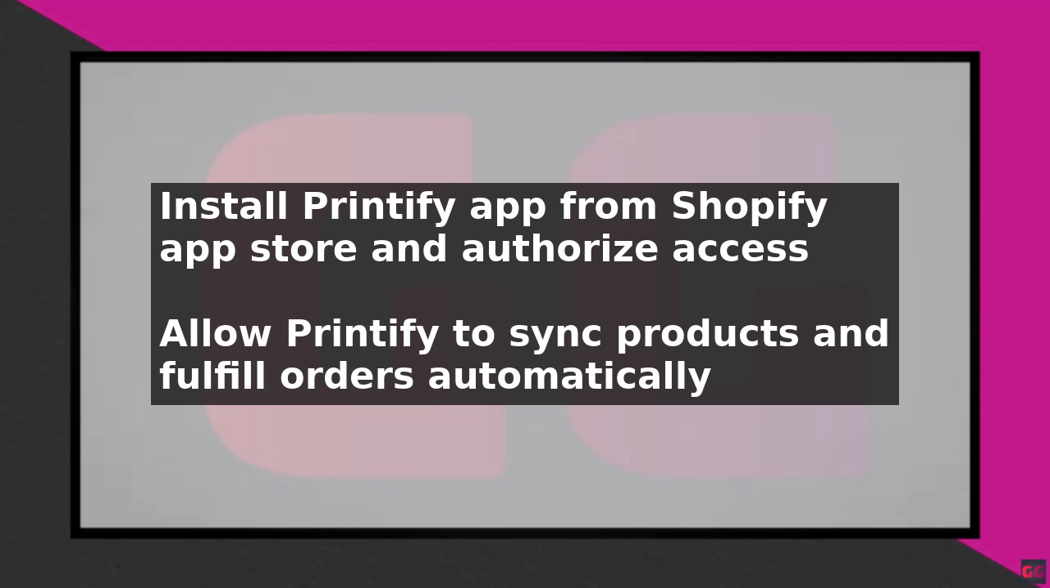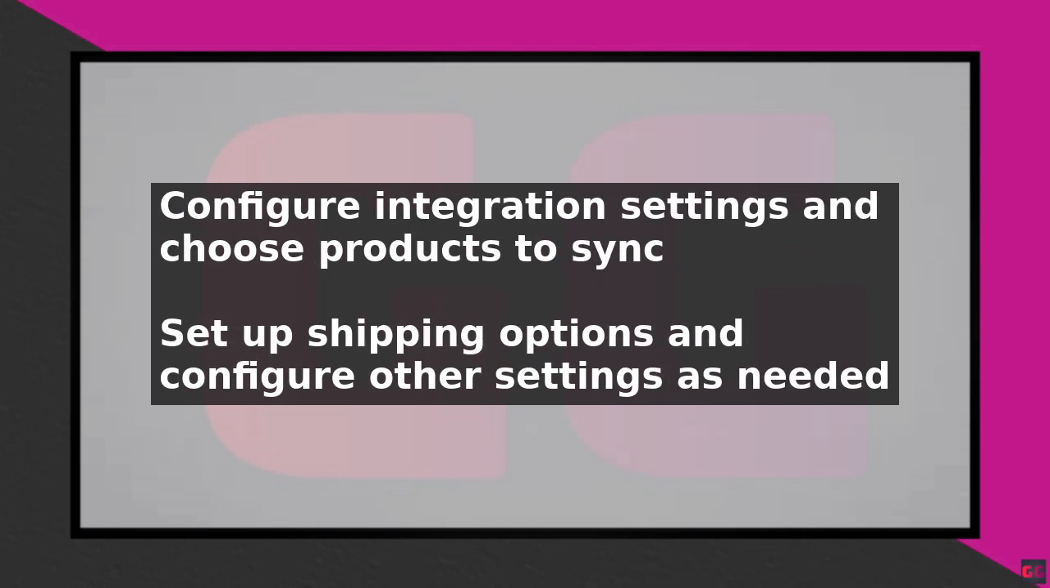After installing the app, you will be asked to authorize Printify to access your Shopify store. This is a necessary step to allow Printify to sync products and fulfill orders. Once authorized, you will be redirected back to the Printify dashboard where you can configure the integration settings. Here, you can choose which products to sync, set up shipping options, and configure other settings as needed.